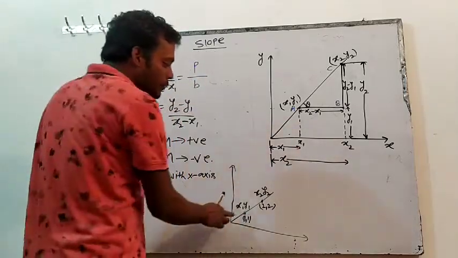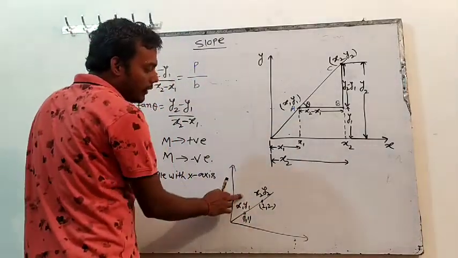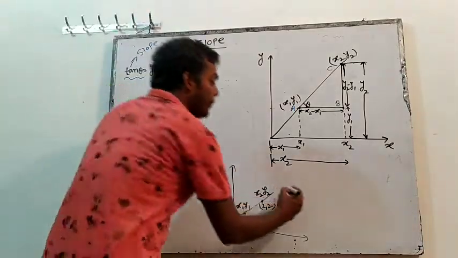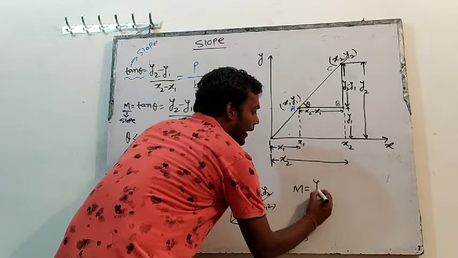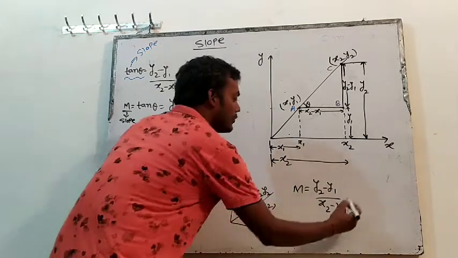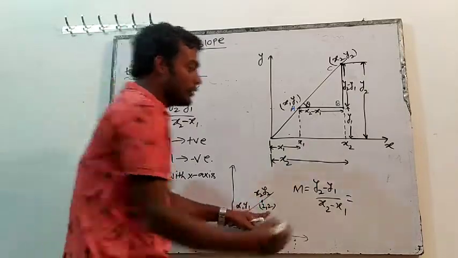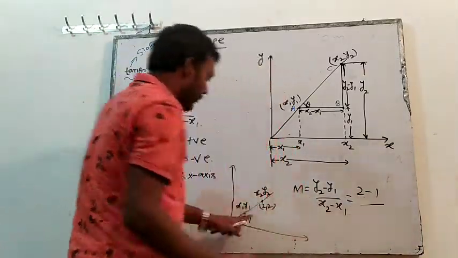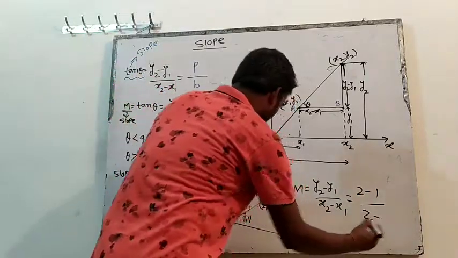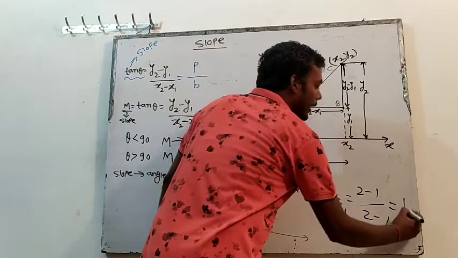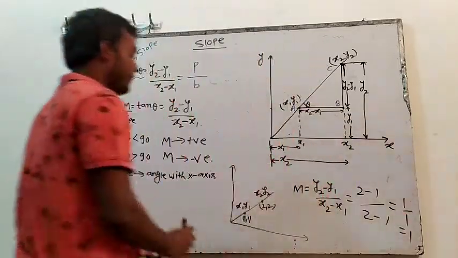So x1 is how much? 1. x2 is how much? 2. y1 is how much? 1. y2 is how much? 2. So how will we calculate slope? Slope we can calculate using the formula y2 minus y1 divided by x2 minus x1. y2 is 2, y1 is 1, x2 is 2, x1 is 1. So (2 minus 1) divided by (2 minus 1). So this will be 1 by 1. That means slope is how much? 1.